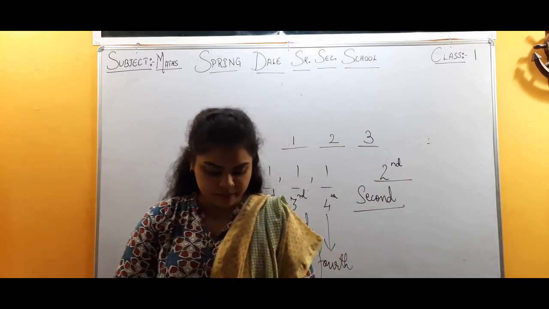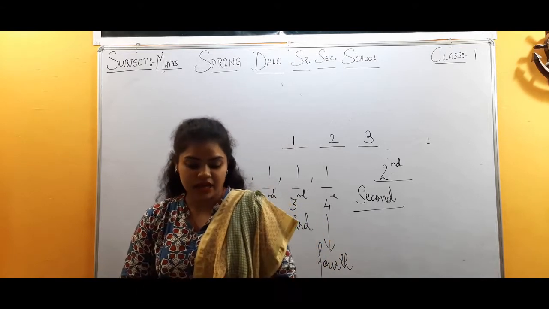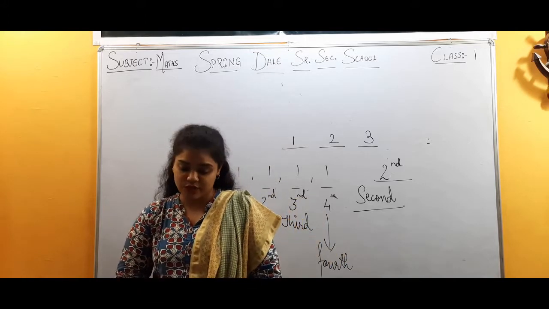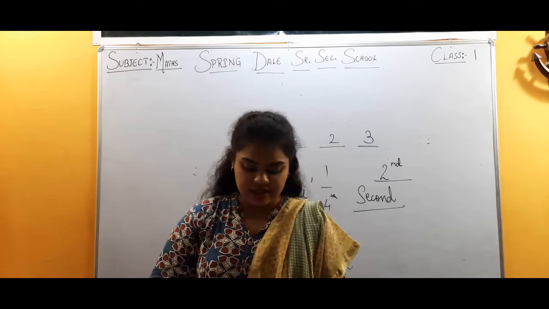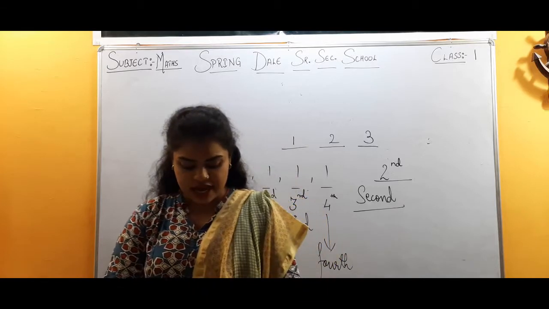Then we have C, D, E, F, G, H part. And this is your homework that you have to do. Coming to the next question. The question is, starting from the right, color the following pictures as directed.